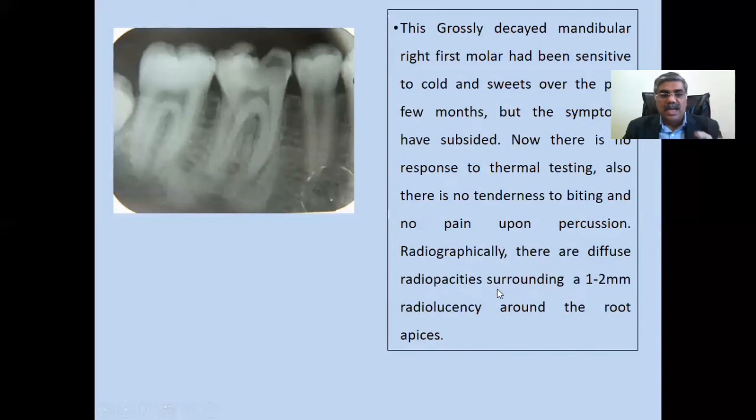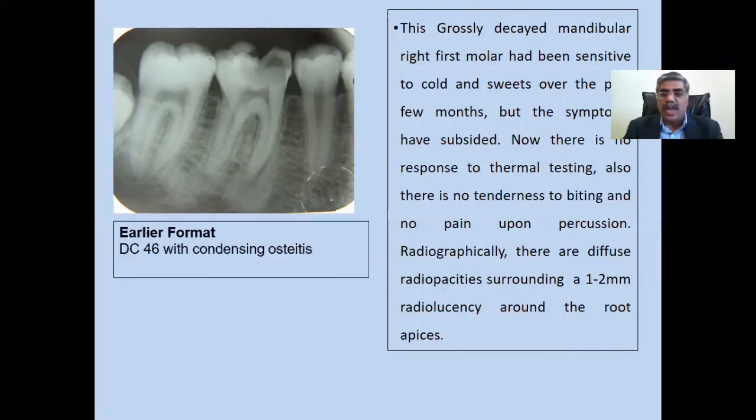Radiographically, there is a diffuse radiopacity surrounding 1 to 2 millimeter of periapical radiolucency, loss of lamina dura, gradual widening of adjacent periodontal space. So all findings are there. So if you ask me for a traditional pathological concept of diagnosis, I would diagnose this condition as dental caries of 4-6, that is the mandibular right first molar, with condensing osteitis.